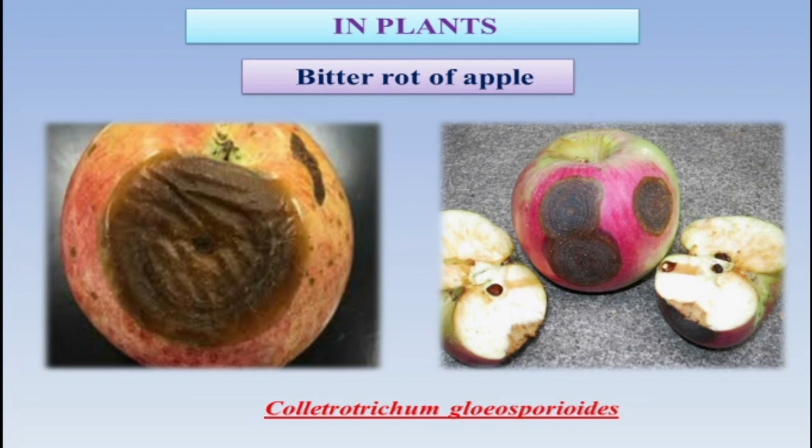In plants, bitter rot of apple, caused by Colletotrichum gloeosporioides. It is a major disease, especially in apple. Apple is good for our health. Once this fungus comes to the plant, the growth of the entire plant is stopped by this fungus.